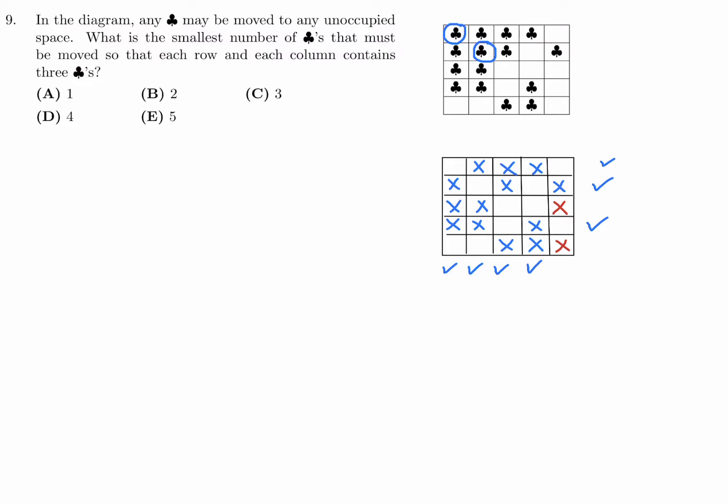This row is fine, this row, second row is fine, this row is now fine, and the last row is fine. And then the columns, that last column also has 3. So there you go. So the number of moves that I made was 2. So 9, the answer is B.